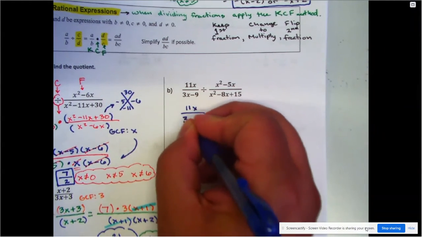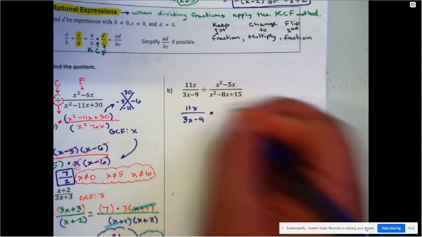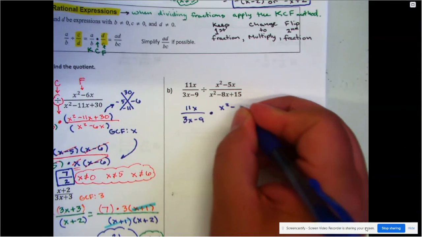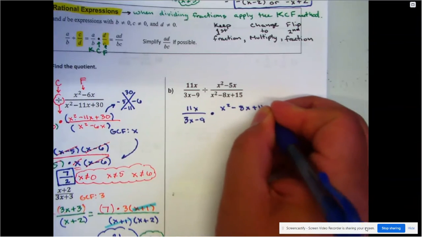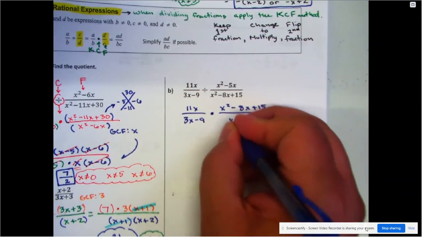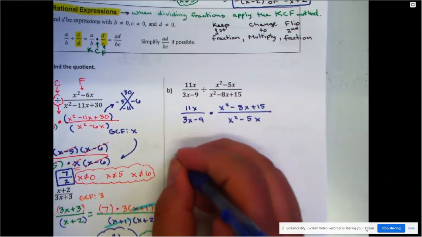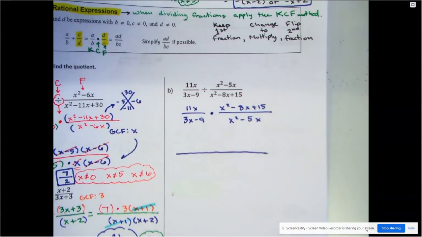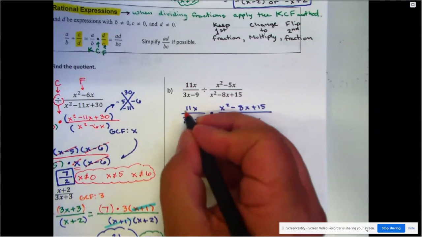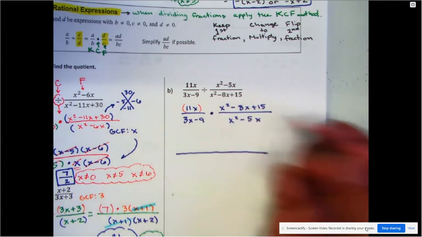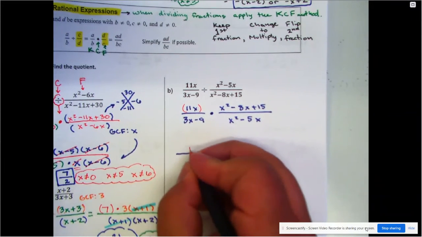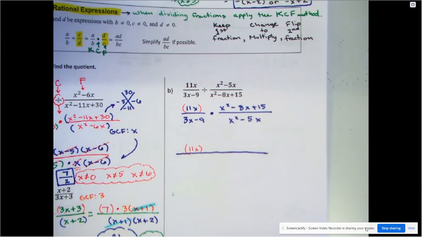11x over 3x minus 9, times, now we're going to flip this one over, x squared minus 5x. Here's where we're going to create our single fraction. And here we go. It just says 11x. We can't do anything with it. All right, 11x. There, that one's done.